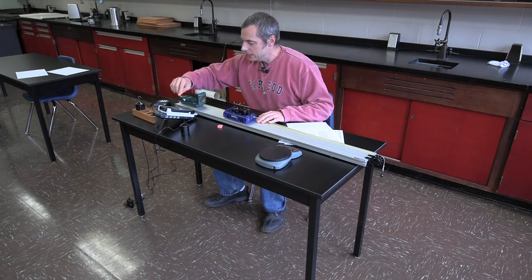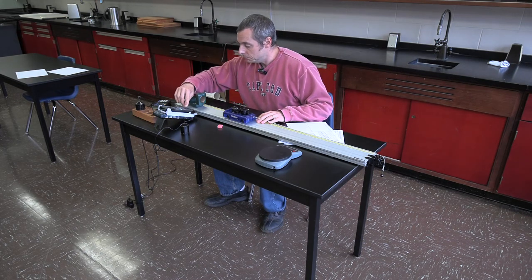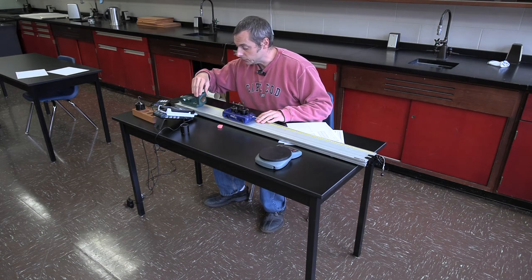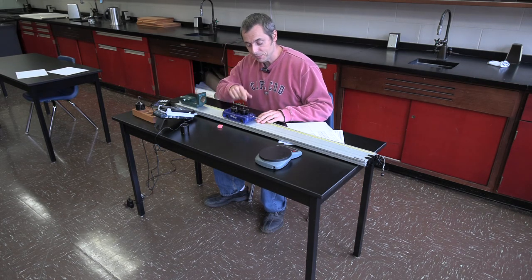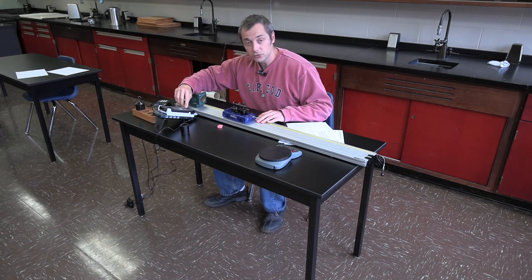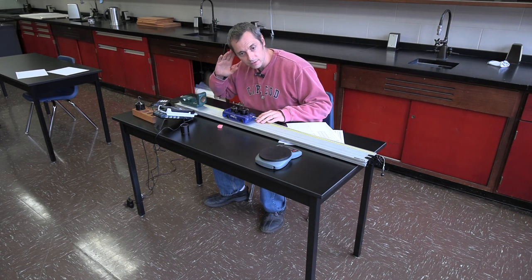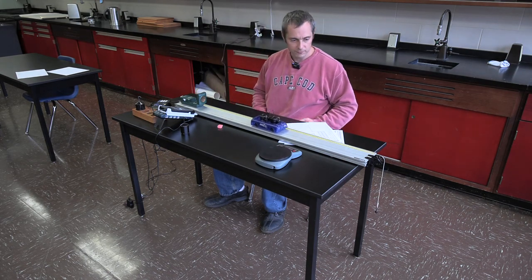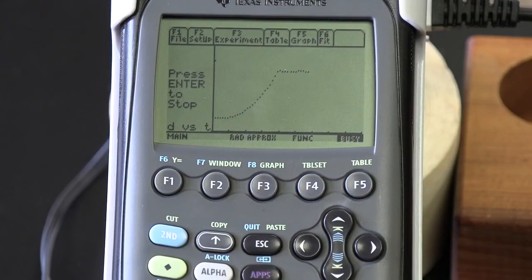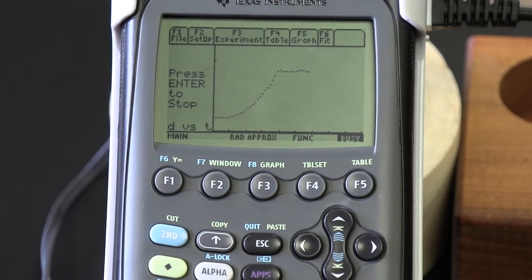So let me initiate this motion detector, and as soon as I hear ticking, I know it's recording the motion of the car. I'm going to let the car go and allow it to watch the motion and measure it. Okay, so the motion detector recorded the data, and we got to let it process for a little bit.